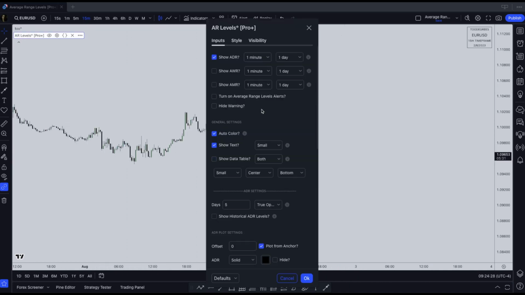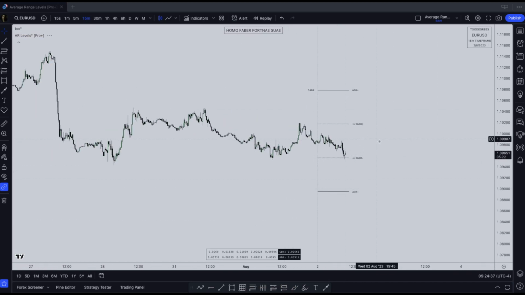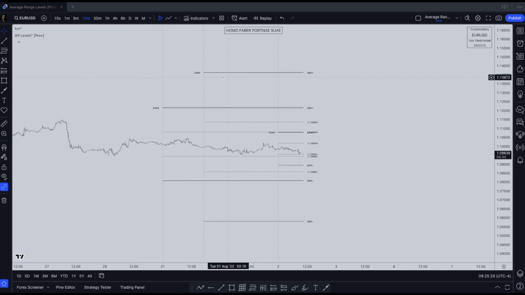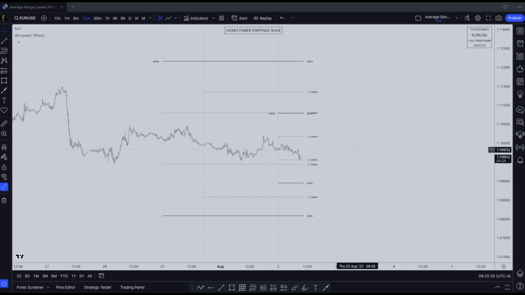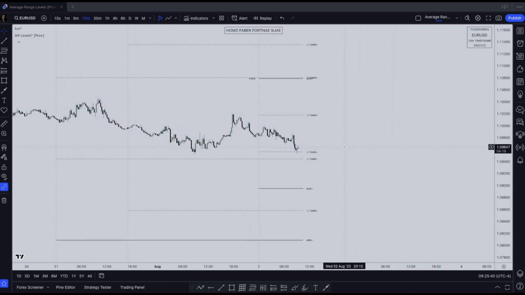Now, what you can do with the Average Range Levels Pro Plus is that you can have the same equivalent for the day, but for a week and for a month, meaning you're going to have the same concept, but applied to multiple time frames. What you get then is levels for the month, the week, and the specific day we're currently trading in. And this is really handy because you can cross-reference these 3 specific sets of levels to add even more confluence.